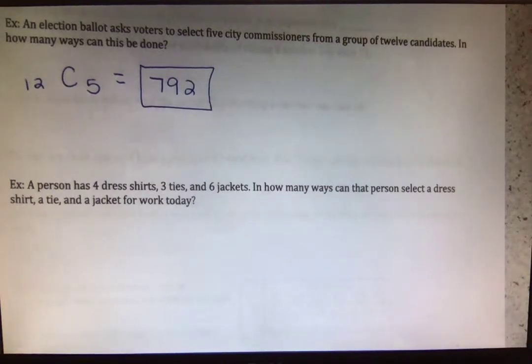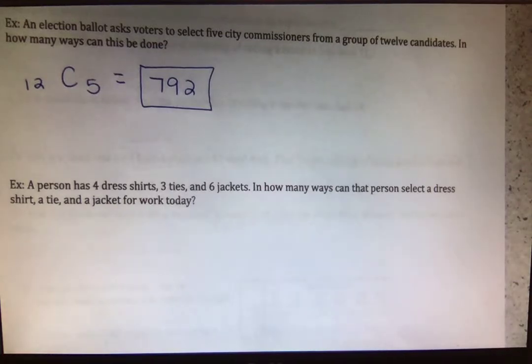Last one. A person has 4 dress shirts, 3 ties, and 6 jackets. How many ways can that person select a dress shirt, a tie, and a jacket? Never mind. For work today.